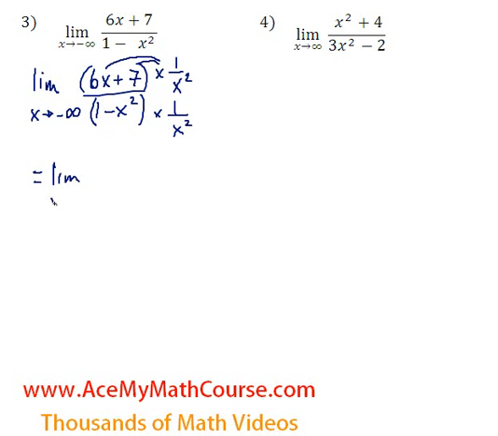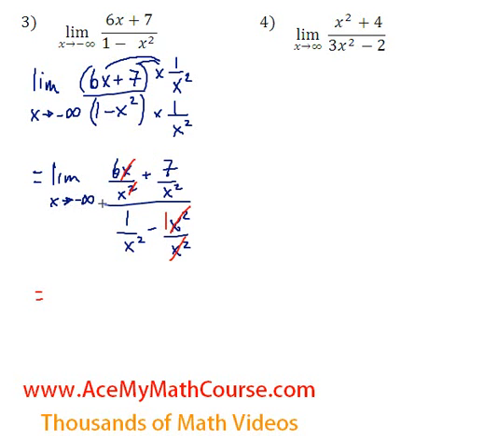So we get the limit as x approaches negative infinity of 6x times 1 over x squared, which is 6x over x squared, and 7 times 1 over x squared, which is just 7 over x squared, all over 1 times 1 over x squared, which is just 1 over x squared, minus x squared times 1 over x squared, which is x squared over x squared. I'm just going to start canceling things out. Can't cancel many things out in this case. That's pretty much it.